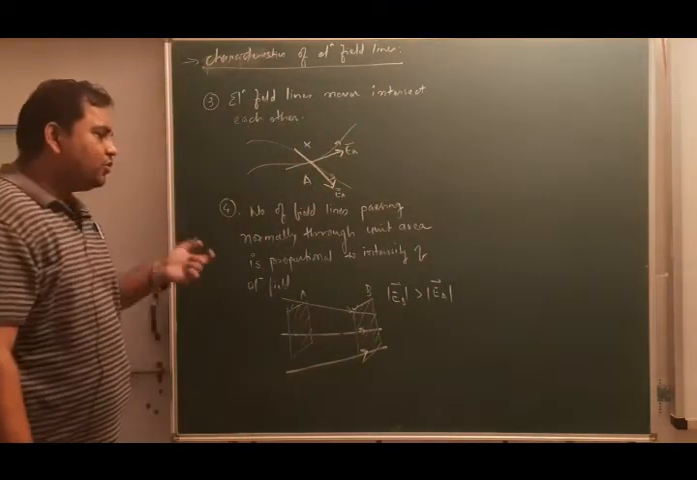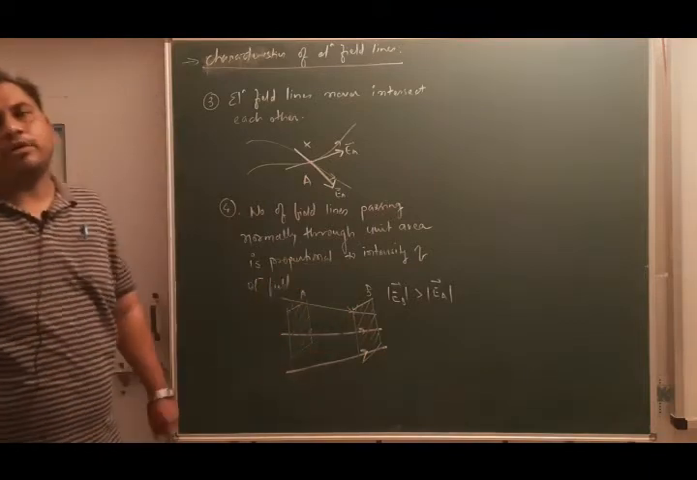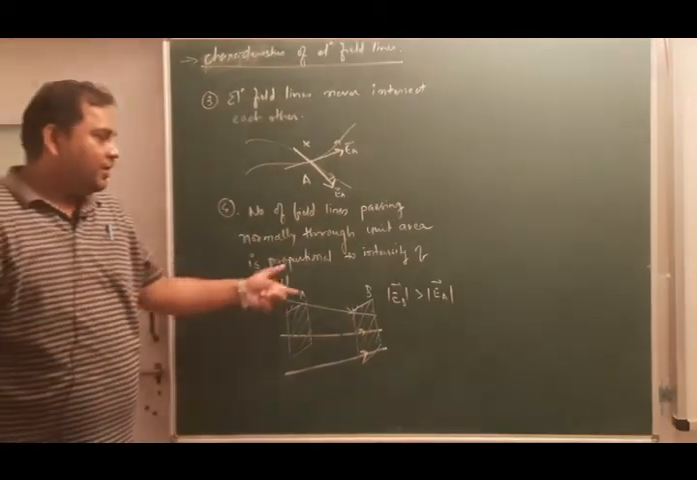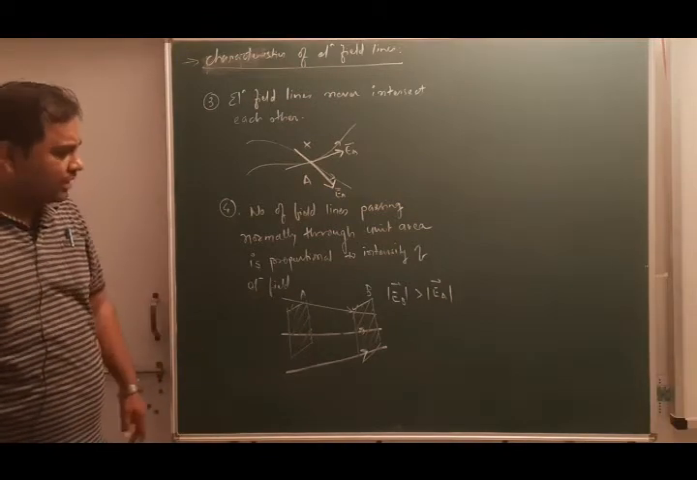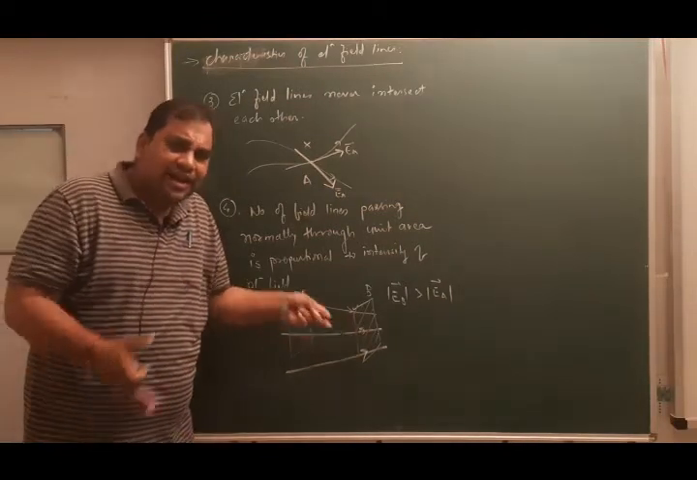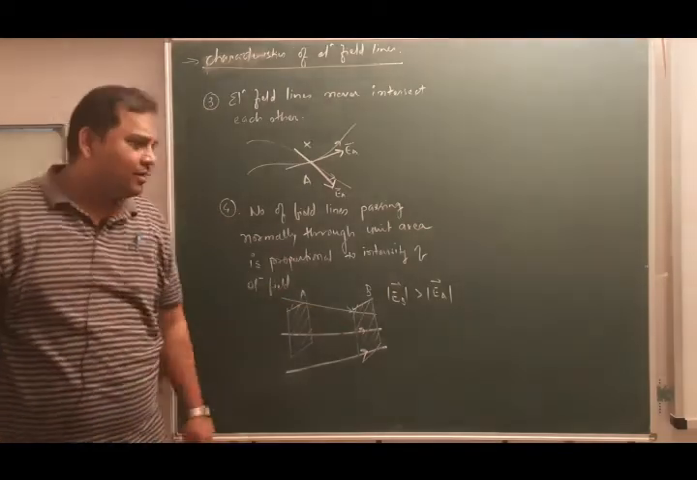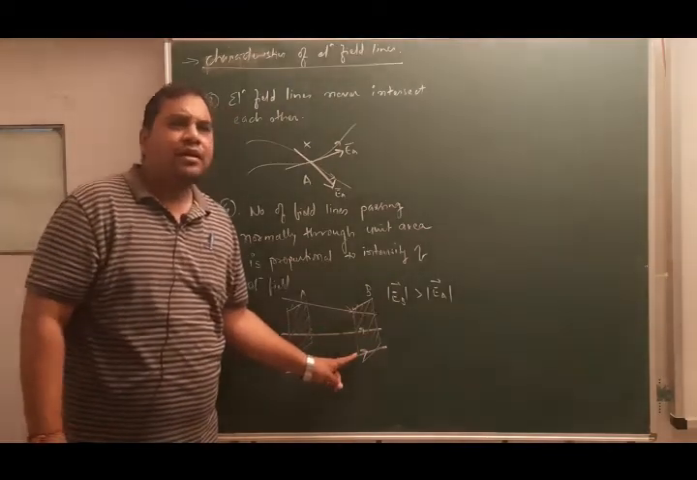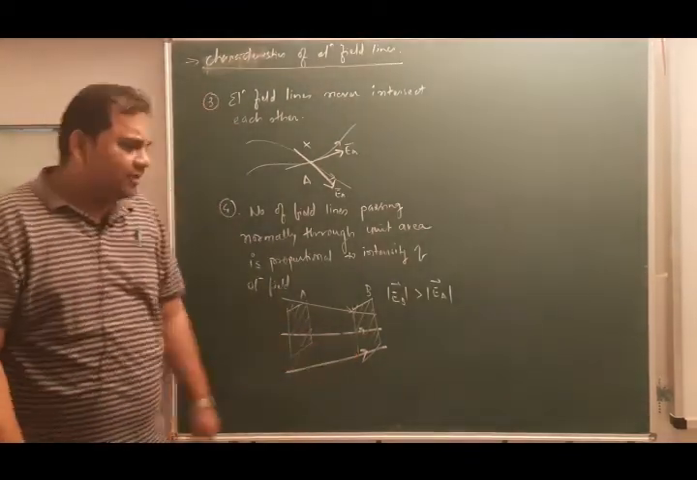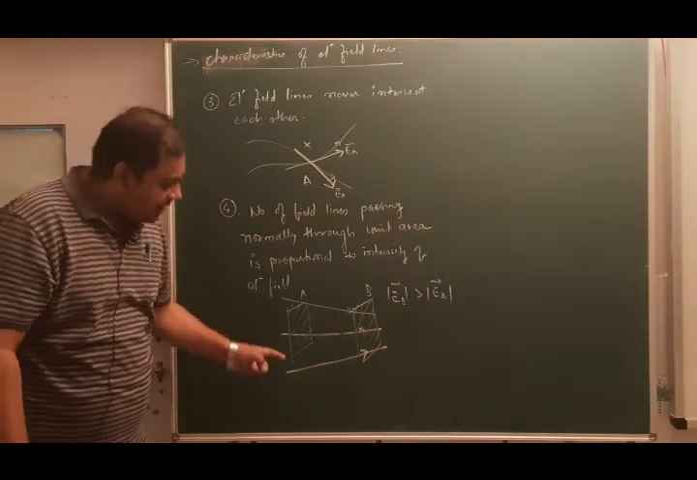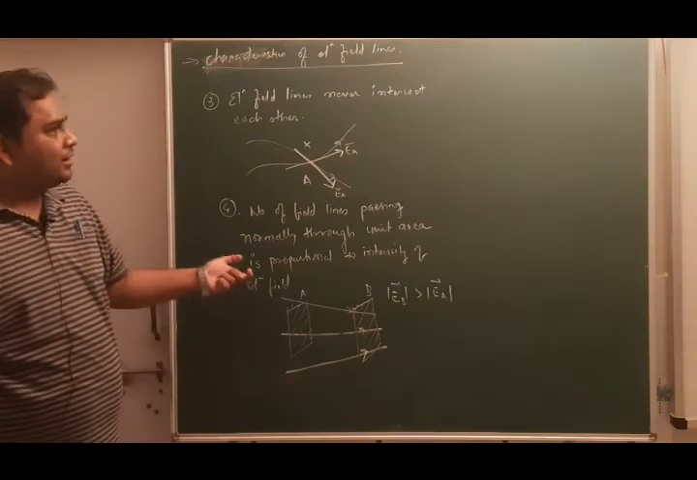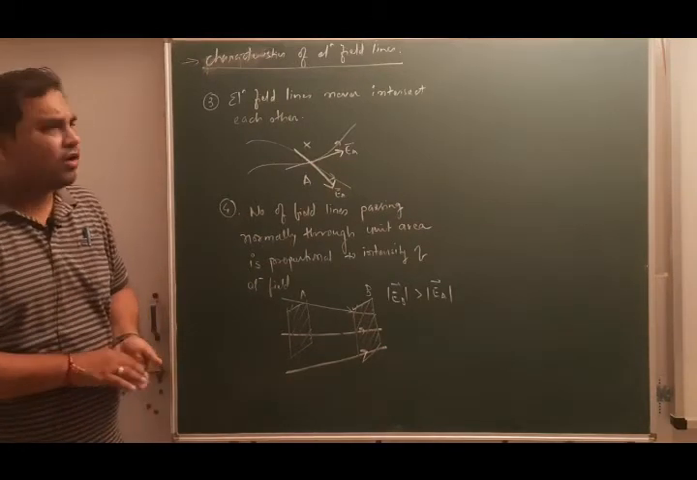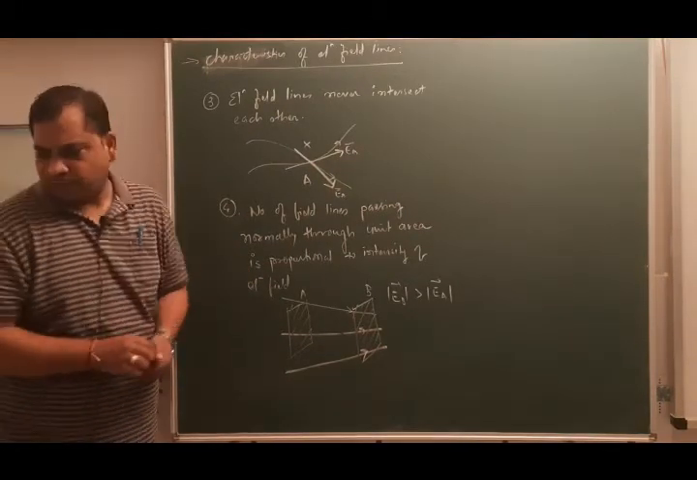So how do you get an idea about the magnitude of electric field? If you want to get an idea about magnitude of electric field, then you can say that a region where electric field lines are more dense, they represent more intense electric field, and where there is less density of electric field line, it indicates a smaller value of electric field. So these are the 4 points.